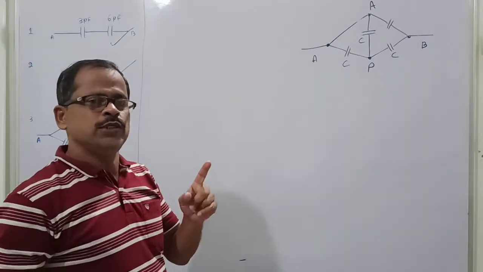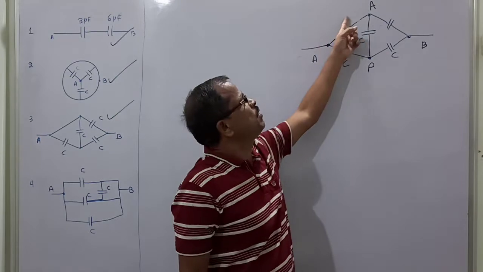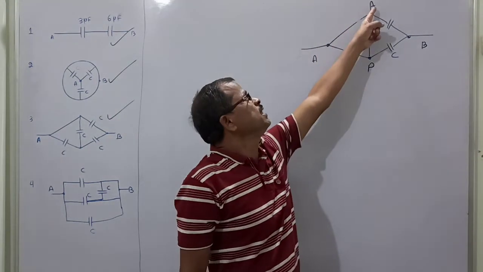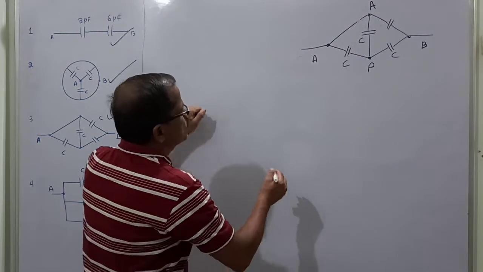Always you see which points have no capacitor, nothing. So all those points you give the same naming. If this is A, this is A. Now the problem is reduced to a simpler one.